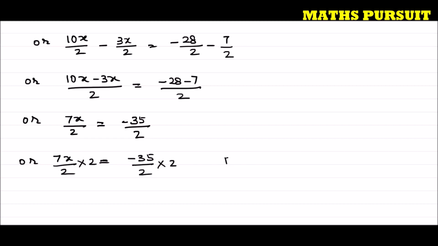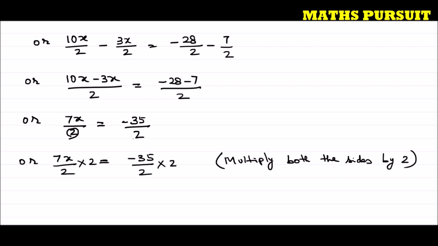What I am doing here? Just multiplying both the sides by 2. Why I am multiplying both the sides by 2? Because I want to eliminate this 2 from the denominator. If I want to eliminate this 2 from the denominator, I need to multiply 2 to the left side of the equation. If I am multiplying 2 to the left side of the equation, I should also multiply 2 to the right side of the equation. For that reason, I am multiplying both the sides by 2.